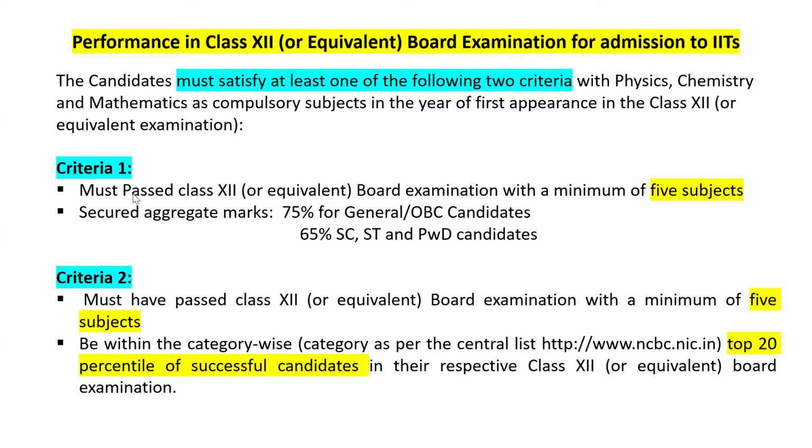Next, criterion 1: must have passed the class 12th or equivalent board examination with a minimum of 5 subjects. 5 subjects means physics, chemistry, mathematics and 2 languages. Okay. Next, secured aggregate marks.